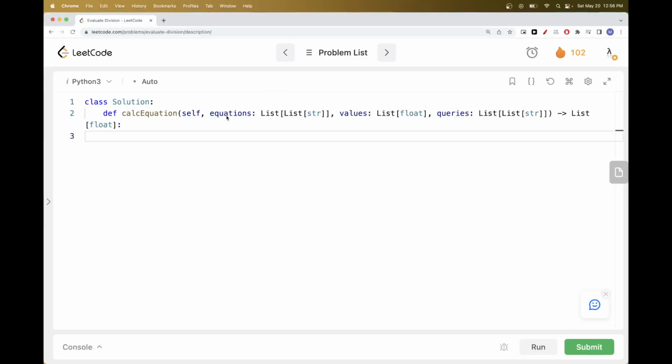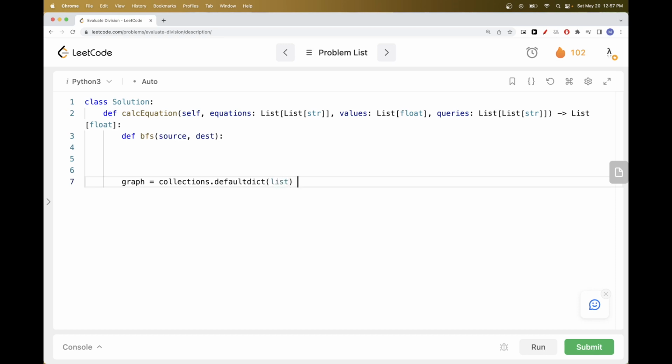Okay, so let's implement the solution we just saw in the overview. So what do we need? So we need to define BFS, right, with the source and destination. We will fill it up later, right? But what we need first is to also create our graph. So this would be just a default dictionary with the default values list, where basically for each one we'll have the node and its neighbors, and each neighbor would have the neighbor and the cost associated, and we get these from the equations.